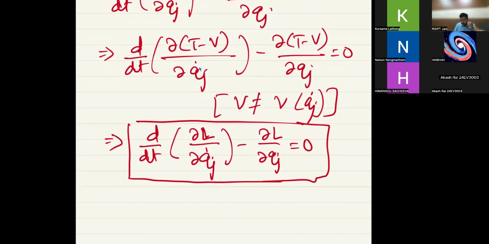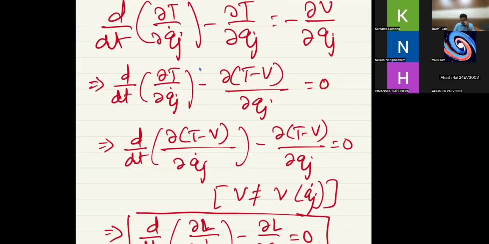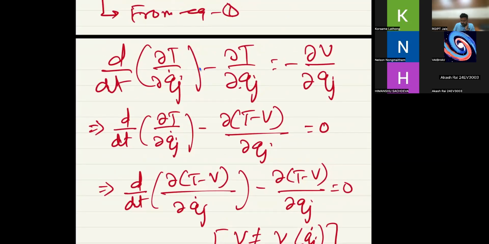So why have you done T minus V in this? Where, the second term or the first term? Yes, the second one. In the second term, this is del T del Qj. If you take del V del Qj to the left-hand side, it will be plus del V del Qj, right?